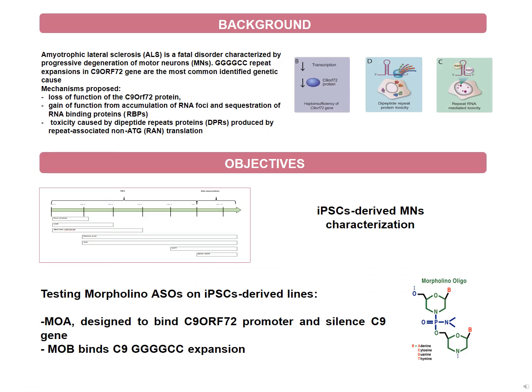So, as you know, C9 ALS is the most common genetic cause of ALS. And this work has two objectives. The first is to generate motor neuron lines from C9 patients-derived iPS cells, and the other one is to test two different types of morpholino oligomers on the generated lines, which are morpholino A, which binds the promoter of the C9orf72 gene and silences the translation of the whole gene, and morpholino B, which only binds the expansion.